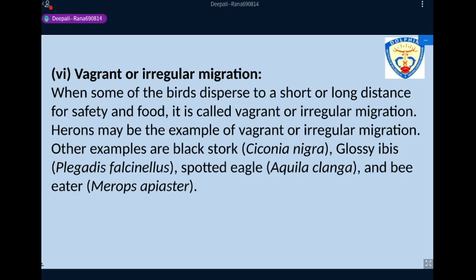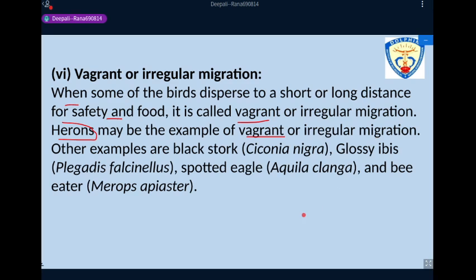Then the next type is vagrant or irregular migration. When some of the birds disperse to a short or long distance for safety and food, this is called vagrant or irregular migration. Have you heard about herons? These are certain species of birds. The common example is the pond herons. So herons may be the example of vagrant or irregular migration.